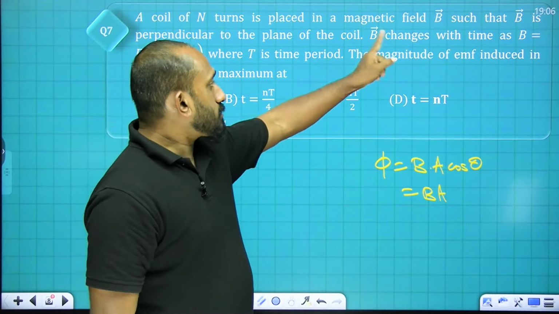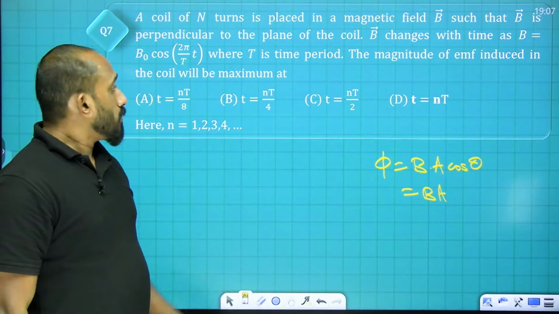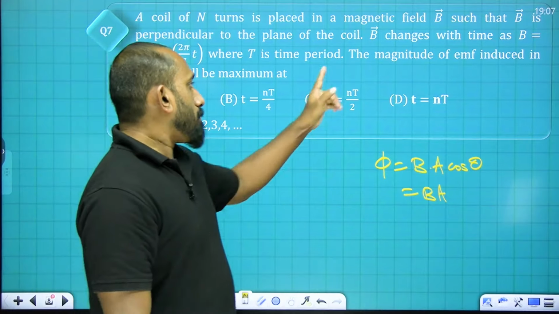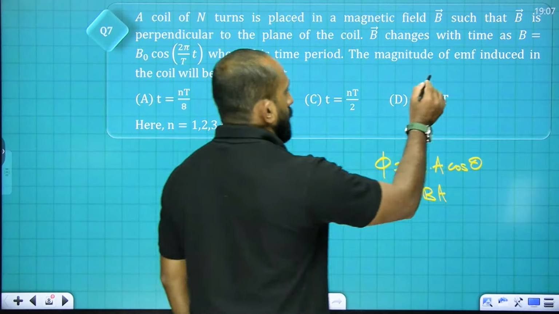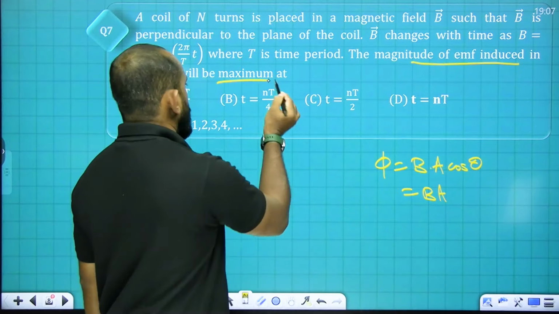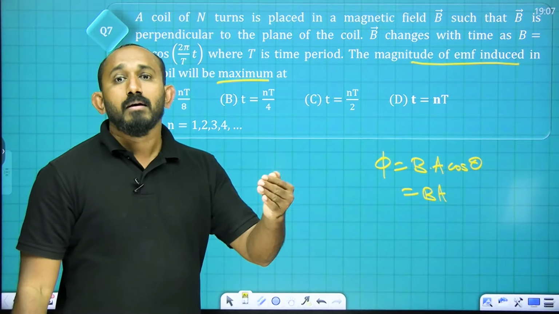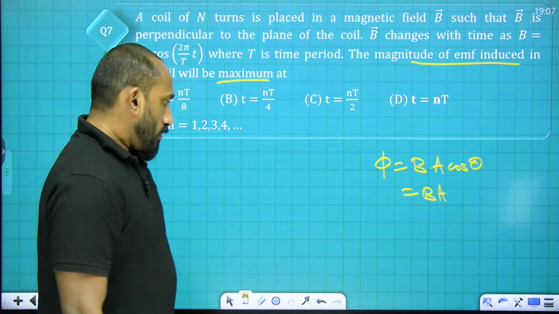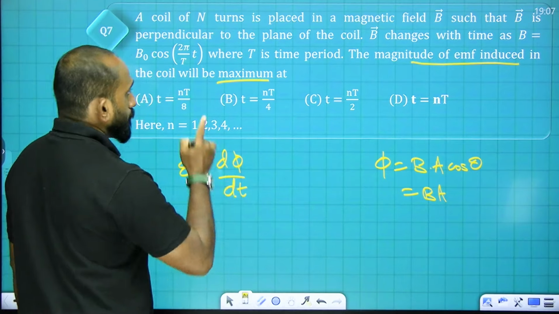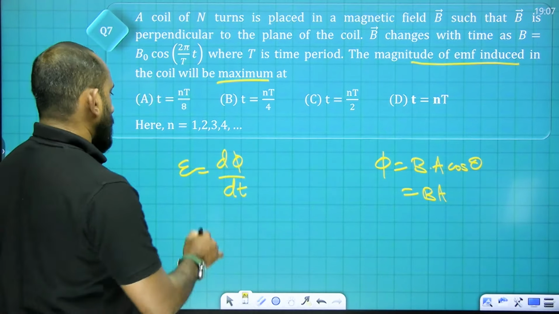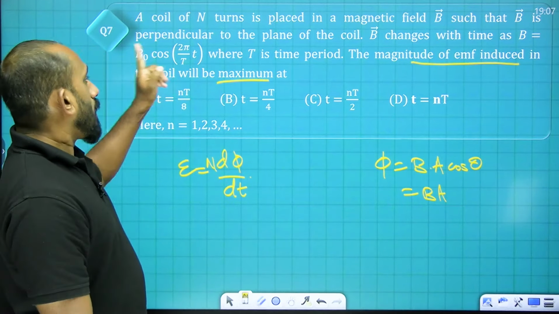Fine. Now B changes with time as B = B0 cos(2 pi by T into t), where T is the time period. The magnitude of EMF induced in the coil will be maximum at? So the magnitude of EMF induced is maximum at what time? That is the question here. Small t, you have to find out at what time the magnitude will be maximum. So you have to find the EMF. You know EMF E is equal to d phi by dt. Only N turns are there, so N d phi by dt. So phi is given, B is given here and A is there.